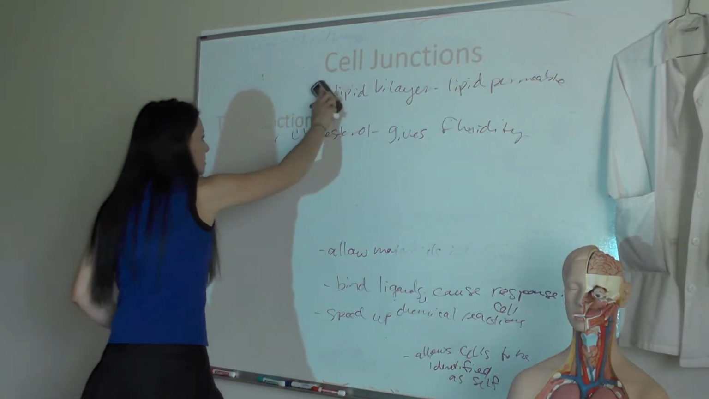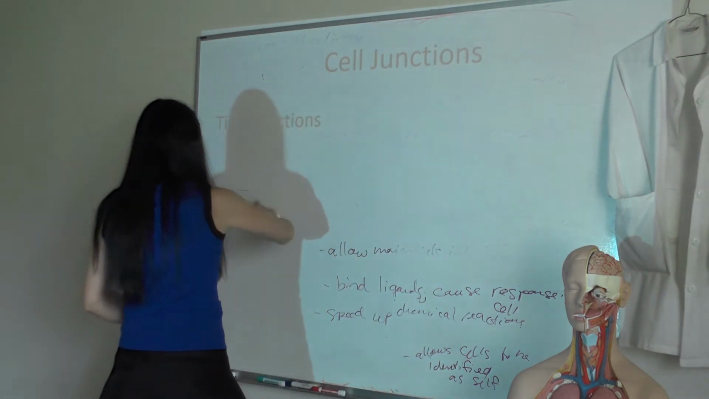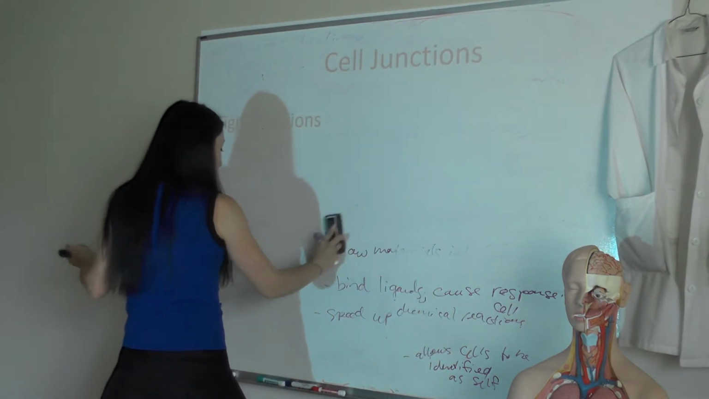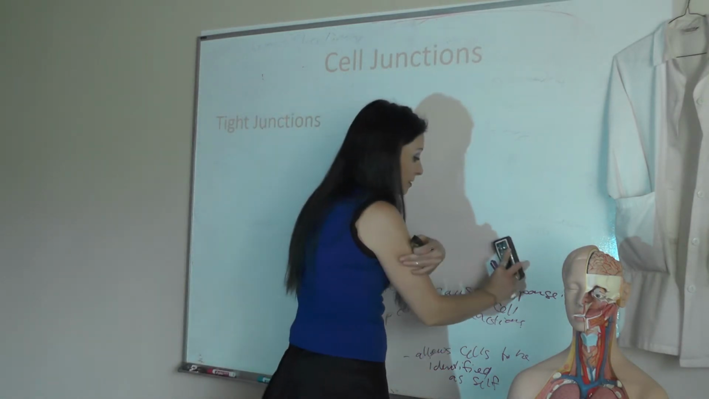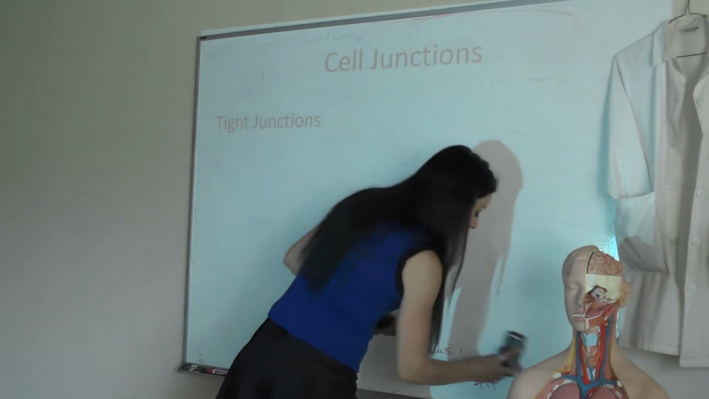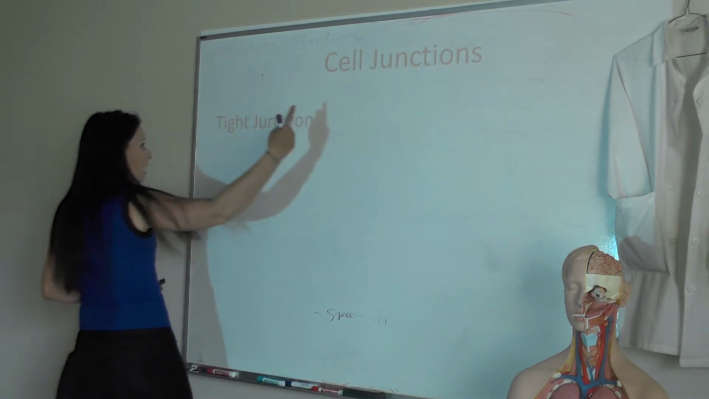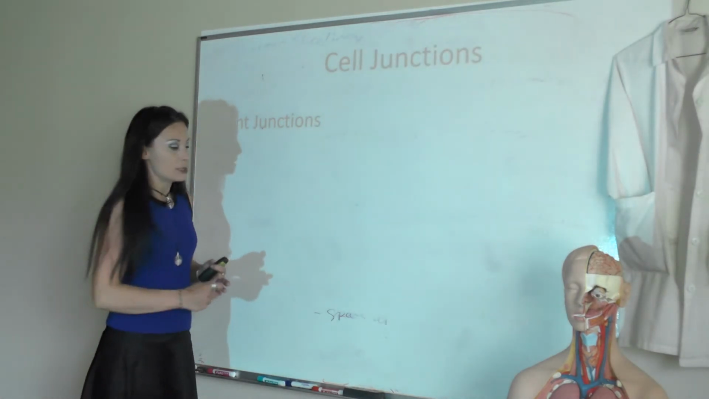Cell junctions are proteins in the plasma membrane that are going to connect cells to each other so that in a tissue, say, we can behave as a cohesive tissue fabric. We can only do that if we hook our cells together, and we can do that using three types of cell junctions.